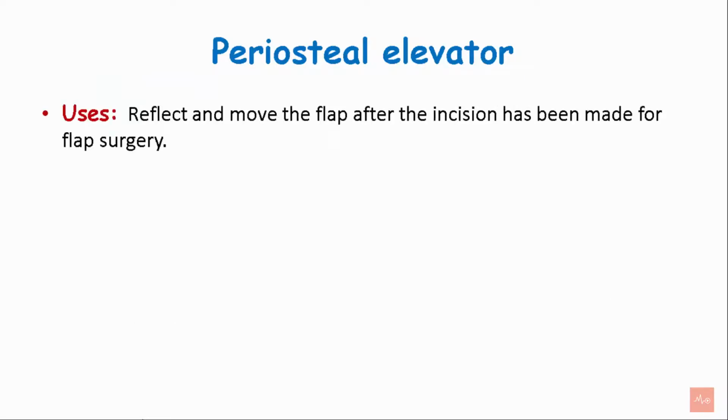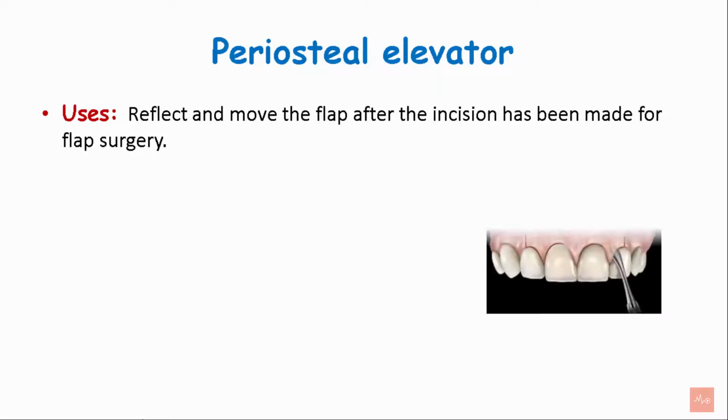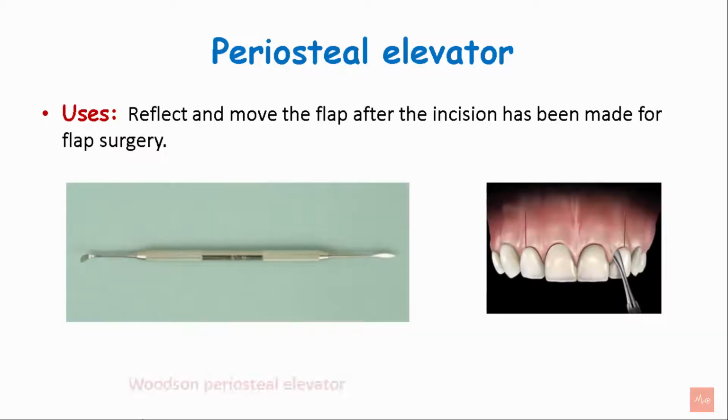The periosteal elevator is another important instrument used in periodontal surgery. It is used to reflect and move the flap after the incision has been made for flap surgery. This is an example of Woodson periosteal elevator, which has a round end used to reflect the mucoperiosteum and a sharp end to cause subperiosteal dissections.